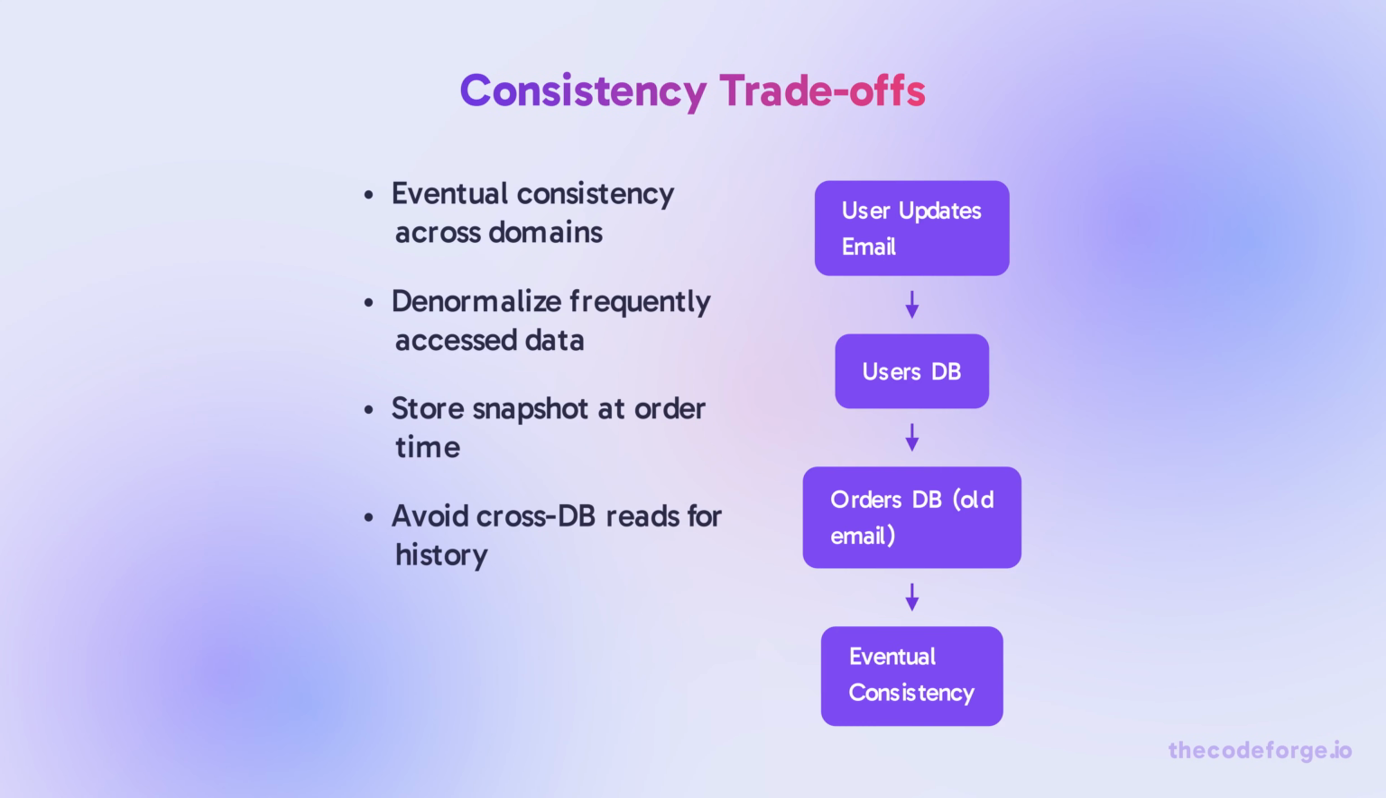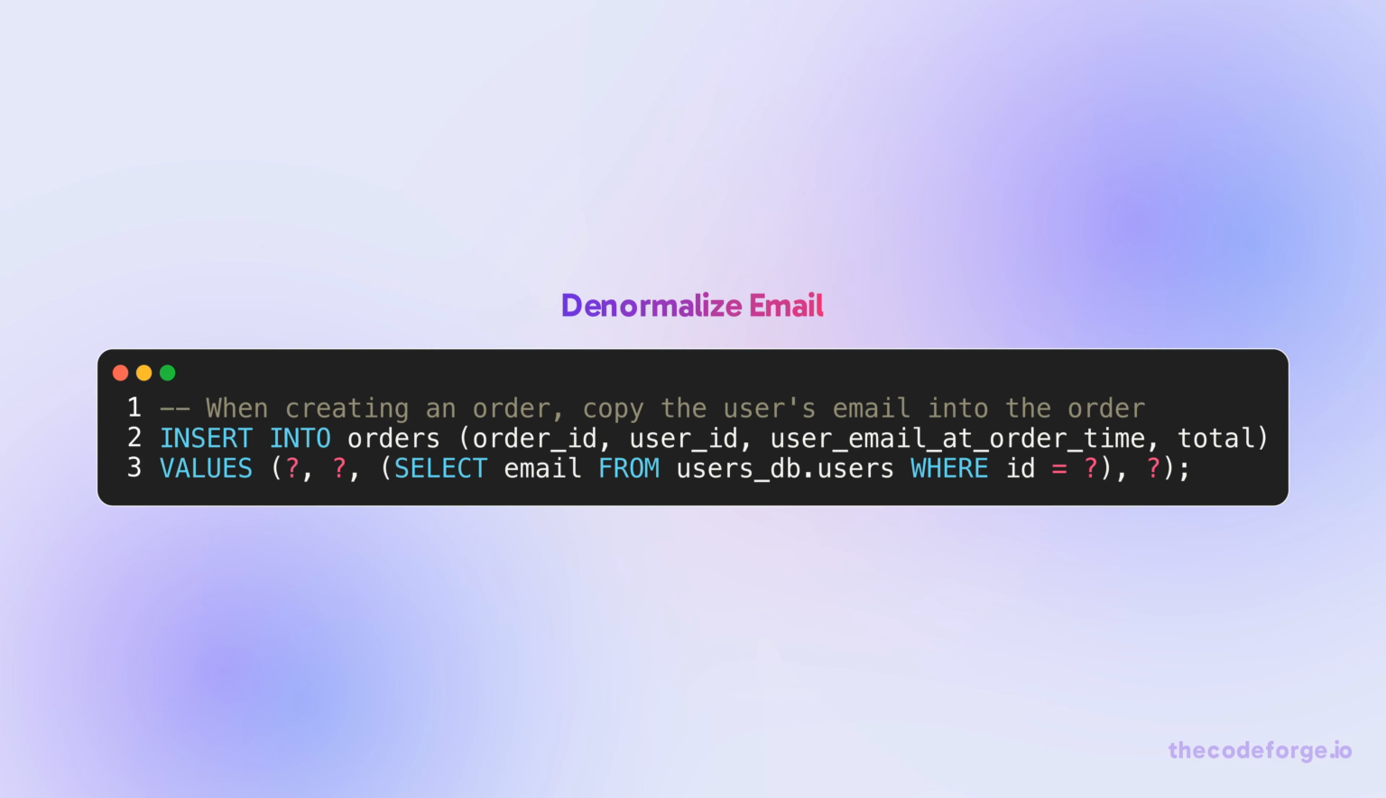Federation means you give up strong consistency across domains. If a user updates their email, the order's database might show the old email for a few seconds. Denormalize data like email into the orders table at order creation time to avoid cross-database reads for historical accuracy. This SQL copies the user's email into the orders table at order creation time. Now the order has its own copy, immune to future changes.